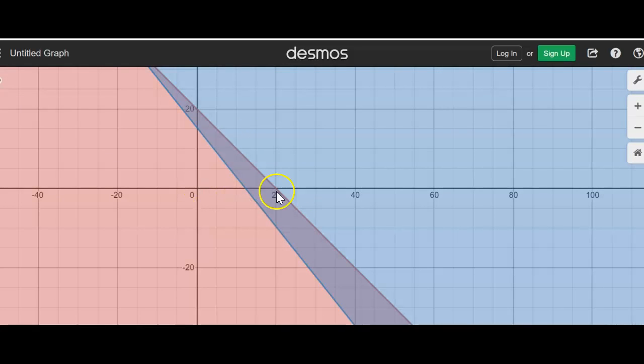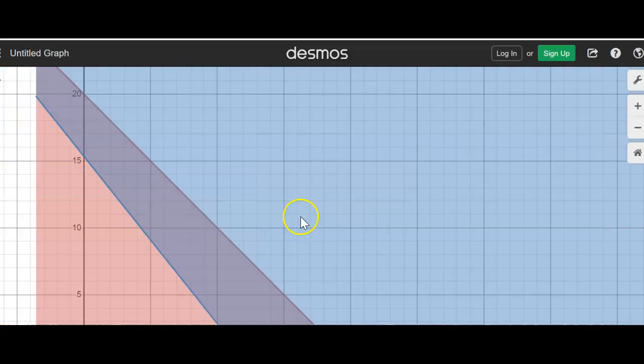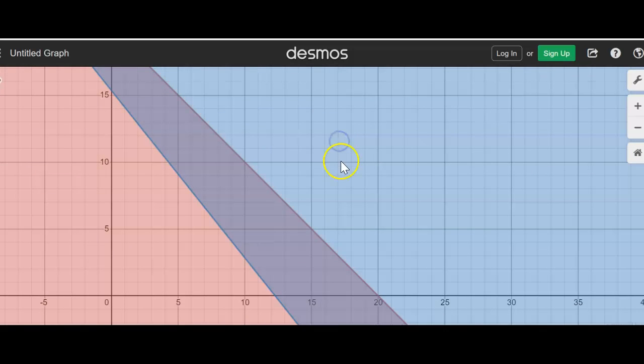Because we're talking about hours, we want to ignore everything that has a negative variable. So we're going to ignore everything in this quadrant, everything in this quadrant, everything in this quadrant. So we're just going to concentrate on this double shaded region here. I'm going to zoom this part out. Now, any solution or any point that falls within this double shaded region will be a solution.